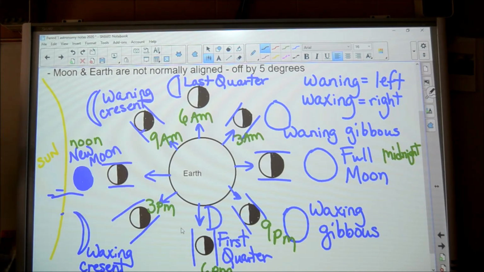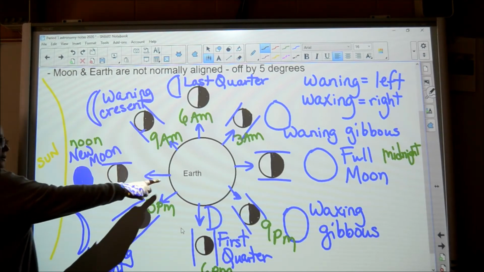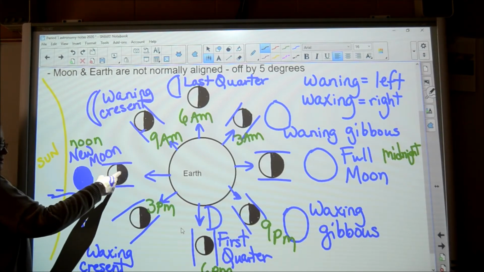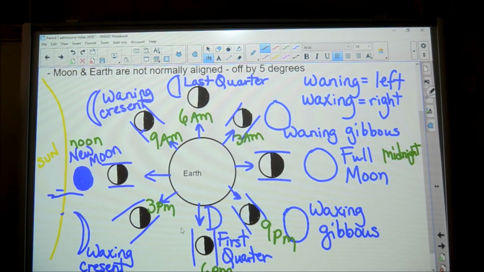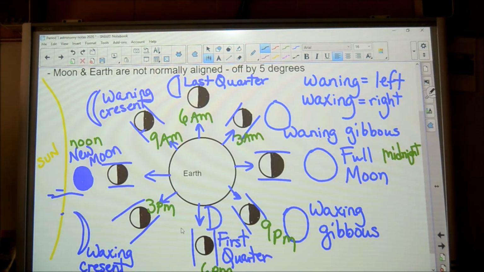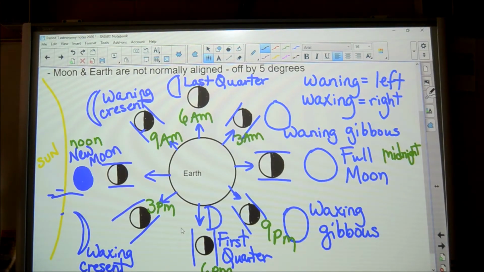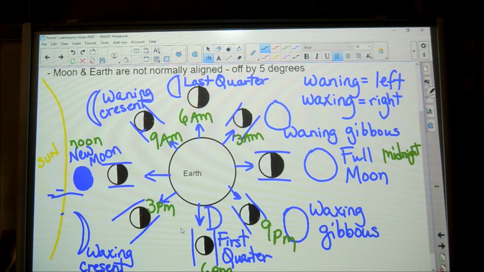Now, as the moon revolves around the Earth, its frame of reference is different for us. So what I did was I drew blue lines to show what we would see on the Earth. So if we were on the Earth, staring at the moon, we would see it totally dark, also known as the new moon for us. Now the new moon will hit its peak around noon on the clock.